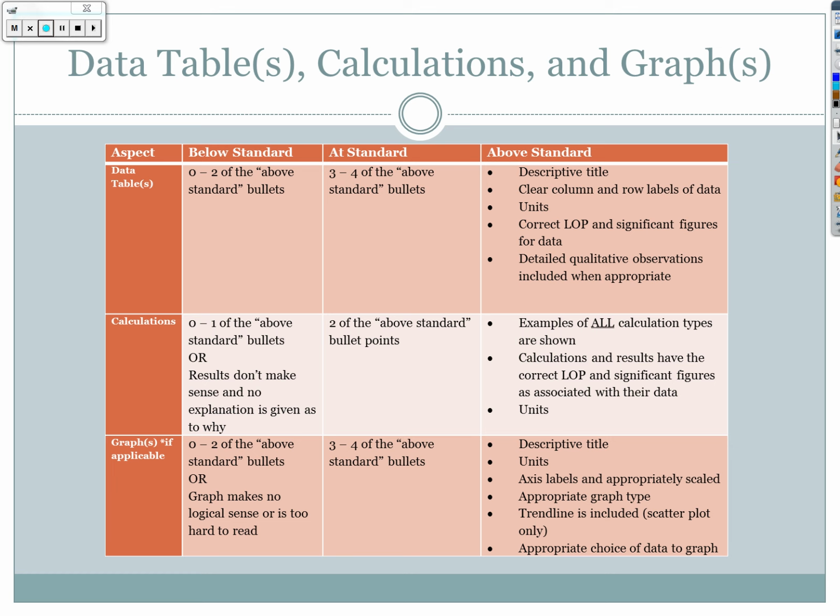And this is important. If the calculations that you're showing don't make sense and you don't give an explanation as to why they don't make sense, then you're going to be below standard. If they don't make sense and you do make an explanation as to why they don't make sense, then that's okay.